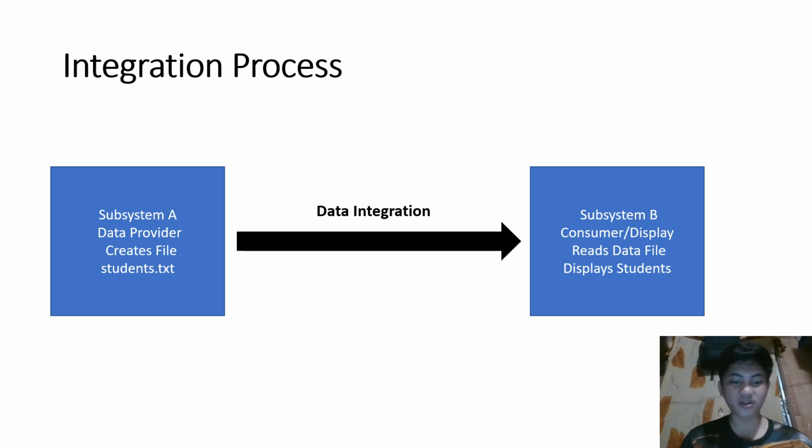Subsystem A first runs and generates the student data file. This file acts as a source of information, while Subsystem B then runs to read that file and display the data. In diagram form, it looks like this, where Subsystem A provides the data while Subsystem B consumes it. This shows the data integration process, where Subsystem B depends on the output of Subsystem A. The systems remain modular and independent, but integration ensures they can exchange information reliably.